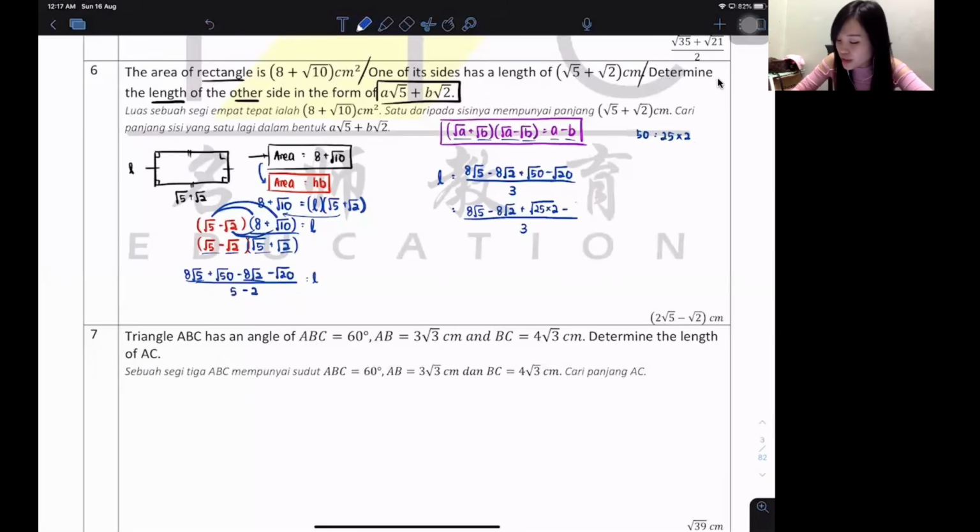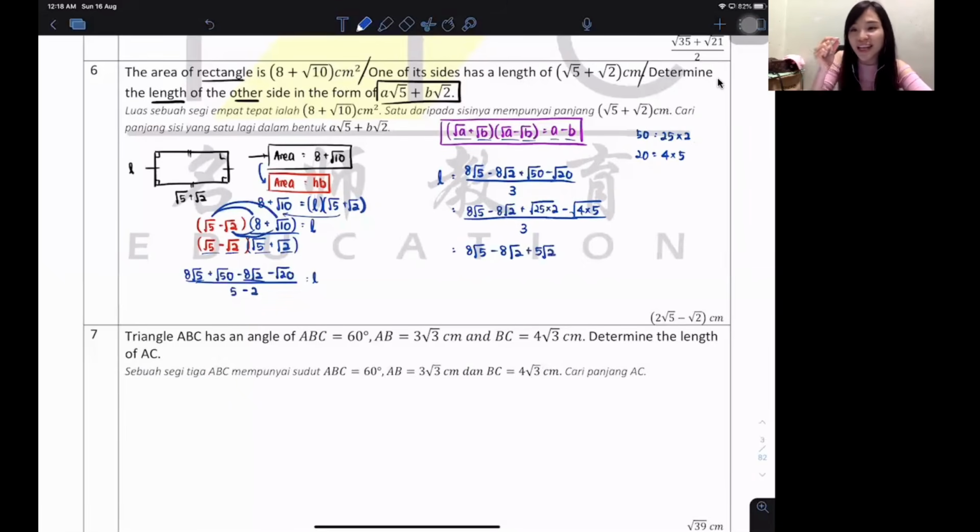Next one, square root 20. 20 also a big number. Can you guys tell me 20 is what times what? Don't tell me 10 times 2. 10 cannot square root, 2 also cannot square root. I hope you tell me 4 times 5. So let me now show you. 8 square root 5, same. 8 square root 2, same. Square root 25, 5. Square root the 2, square root 2.